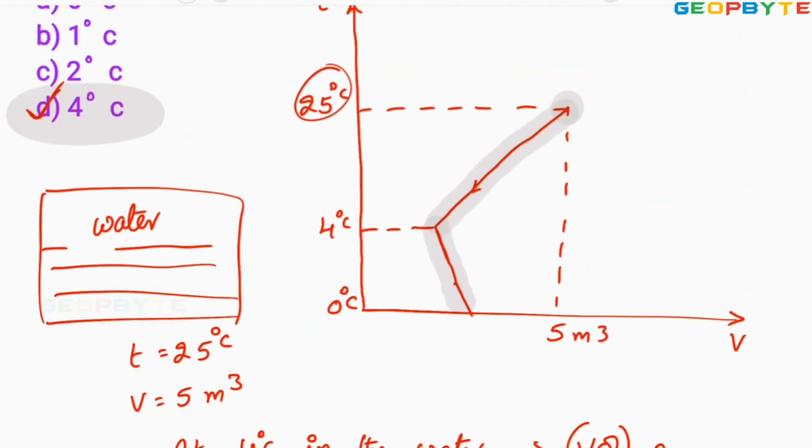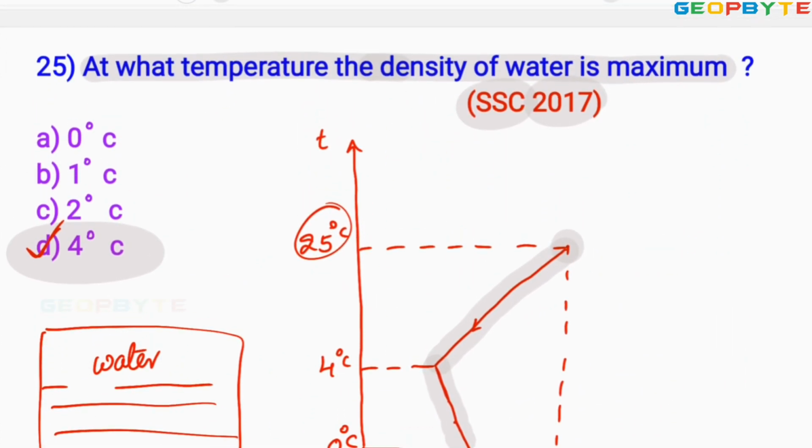So look at the question once again. At what temperature is the density of water maximum? 4 degrees centigrade. Therefore option D is correct. Since this problem is also equally important, I am marking it as a 5-star problem.